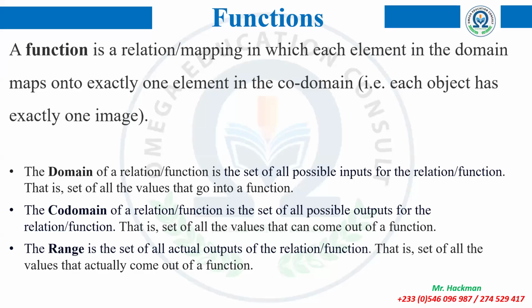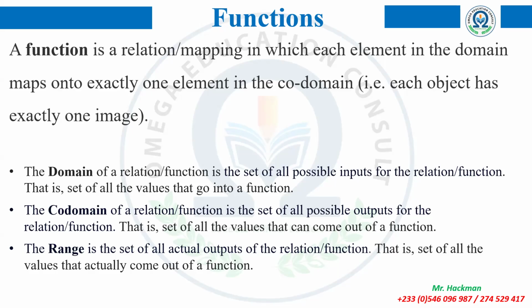So I said, functions are basically relations, only that they are special relations or special mappings, having a particular connection or property. And the property is that every input should have exactly one output. Meaning every element in the domain, all the elements in the domain are called the inputs, should map onto exactly one element in the codomain. So meaning it should have exactly one output. The codomain will be the set of all possible outputs.